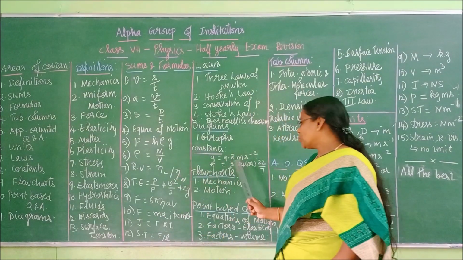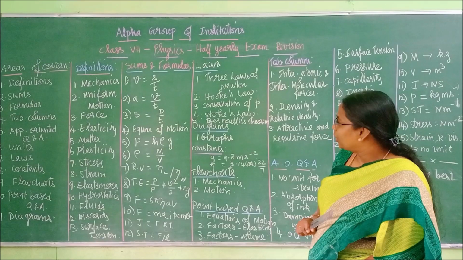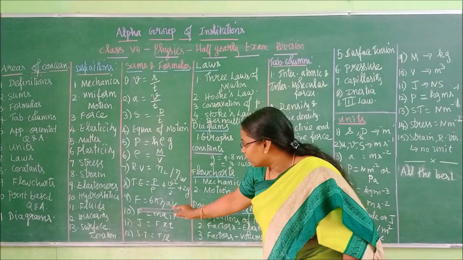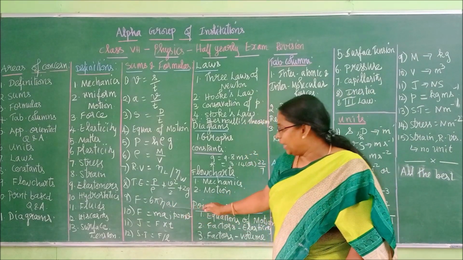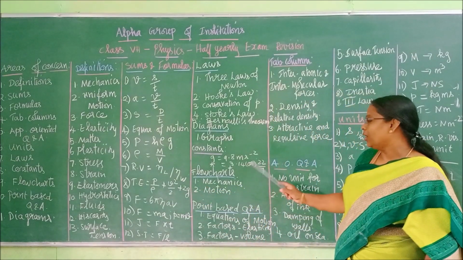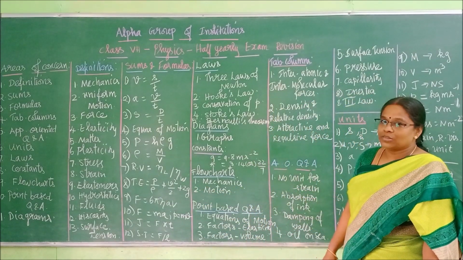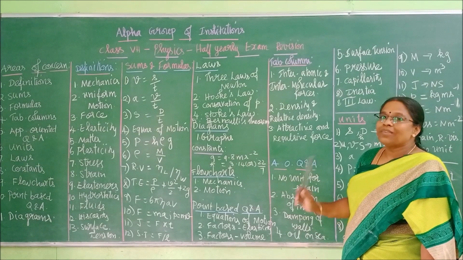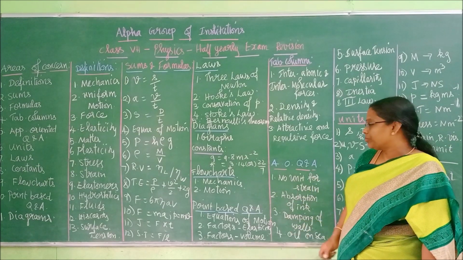Okay. Next one, pi you have. Where will you get that pi? In this formula: F is equal to 6 pi eta a v. This pi value is 3.14 or 22 by 7. So remember this also. That value also won't be given in the examination.